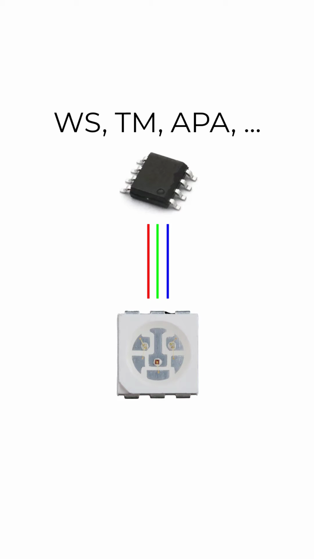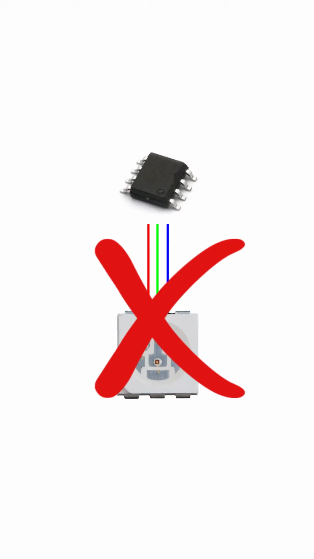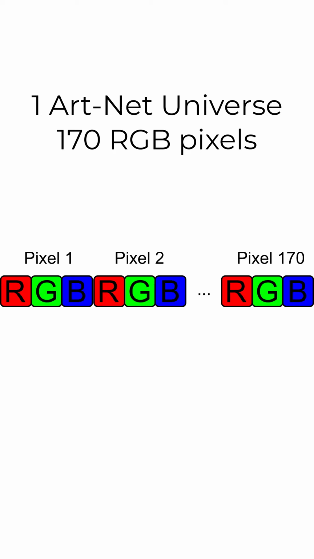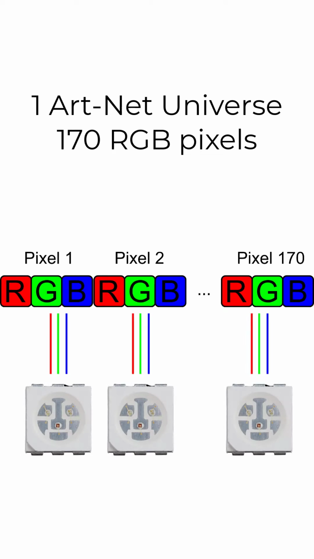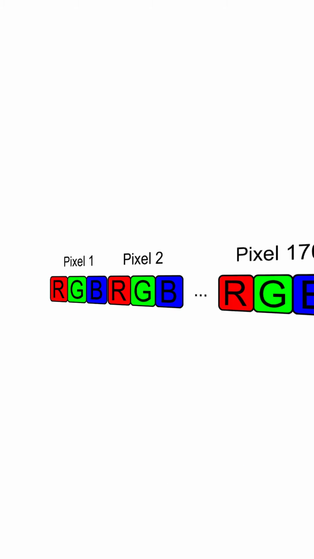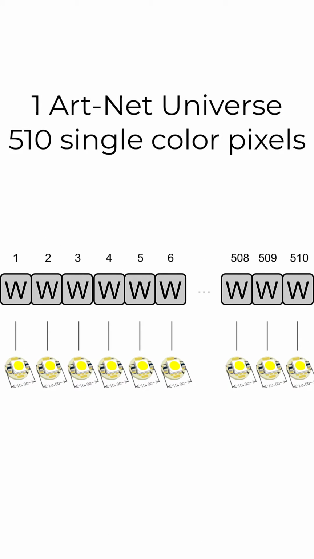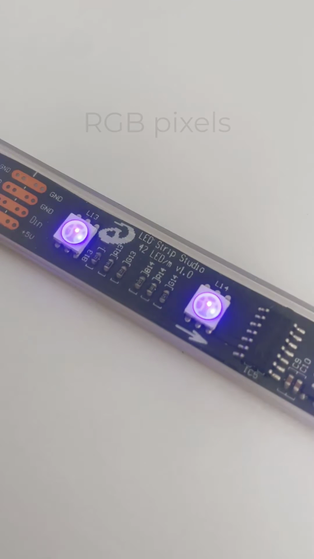But if you want to use just white color pixels, it's okay to use every one of red, green and blue channel as a separate pixel. You will save a lot of color outputs thanks to this. For example, if you use one Artmed Universe, it can control 170 RGB pixels. But you can use it as 510 separate white pixels instead, which is 170 multiplied by 3.